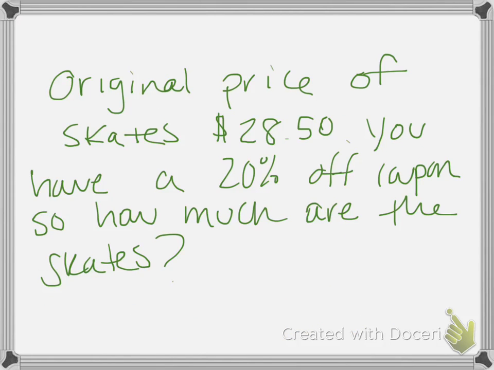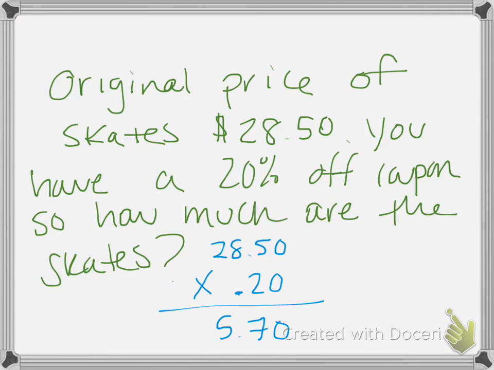Okay, the original price of skates is $28.50. You have a 20% off coupon, so how much are the skates now? So I have to figure out what 20% off of $28.50 is. So I'm going to take $28.50 times, okay, we have to change our percentage to decimal, so it's going to be 0.20. So $28.50 times 0.20 is $5.70, okay? That is how much money they are saving.